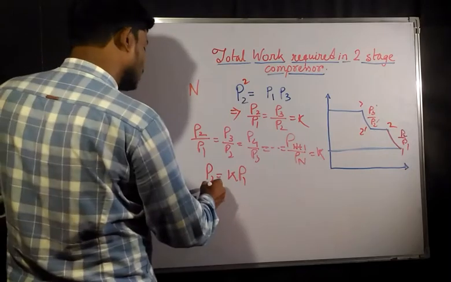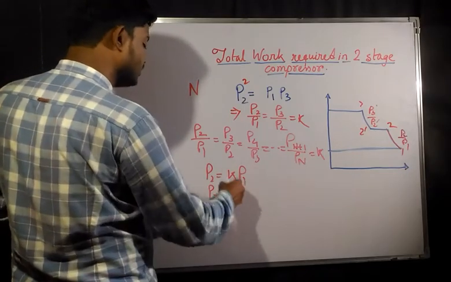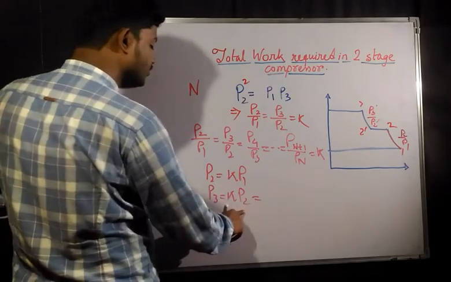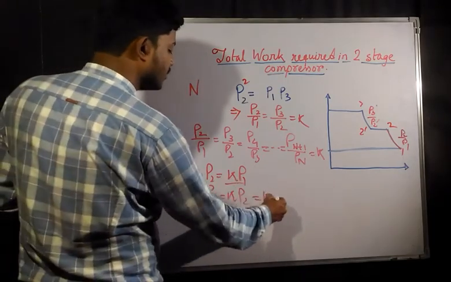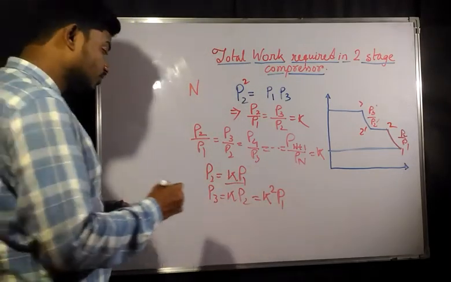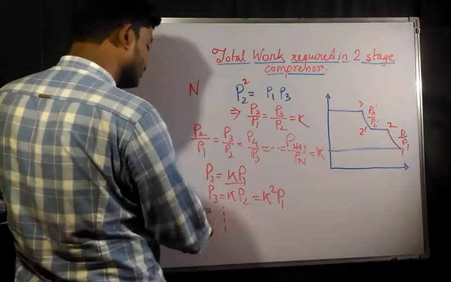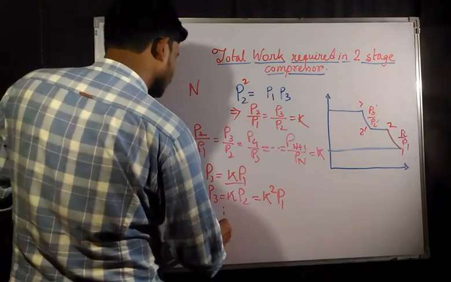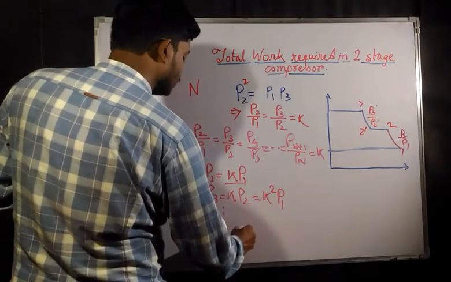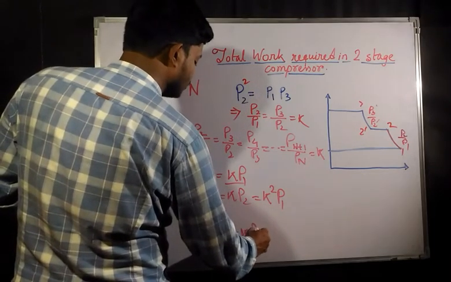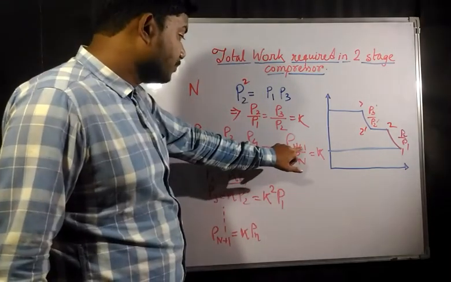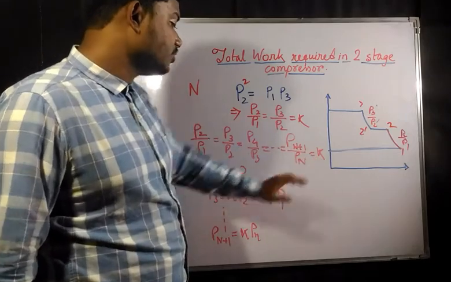Similarly, if you want to find P3, P3 is nothing but K into P2. P2 is nothing but K into P1, so you can write it as K square into P1. Similarly, if you want to find P to the power n plus 1, it must be equal to K into P to the power n.